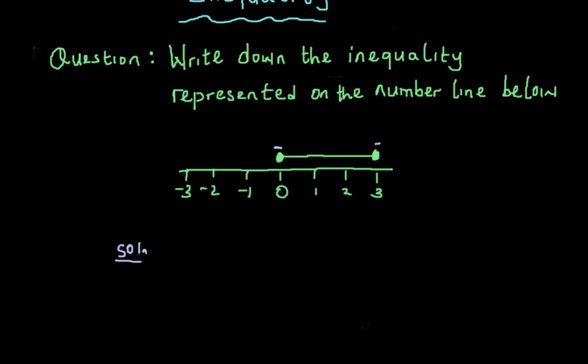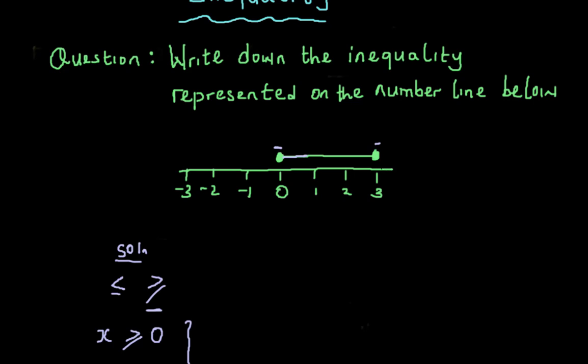The first knot is a closed knot, so it means it's either less than or equals to, or greater than or equals to. But the arrow is moving towards the right, so it means it is greater than or equals to. Now we can pick a letter, so we can have x is greater than or equals to. The shaded knot is on top of 0, so it means that we have 0. Do you understand?